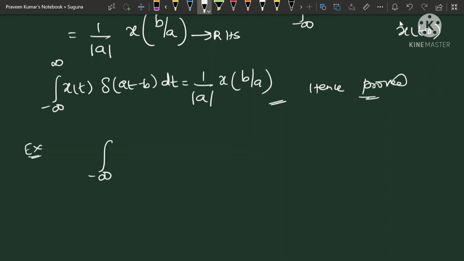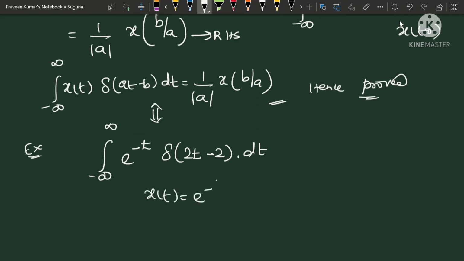Integration from minus infinity to plus infinity of e power minus t delta of 2t minus 2 into dt. So now compare these two equations. What is our x of t? X of t is equal to e power minus t, right? And a is equal to 2 and b is equal to 2.